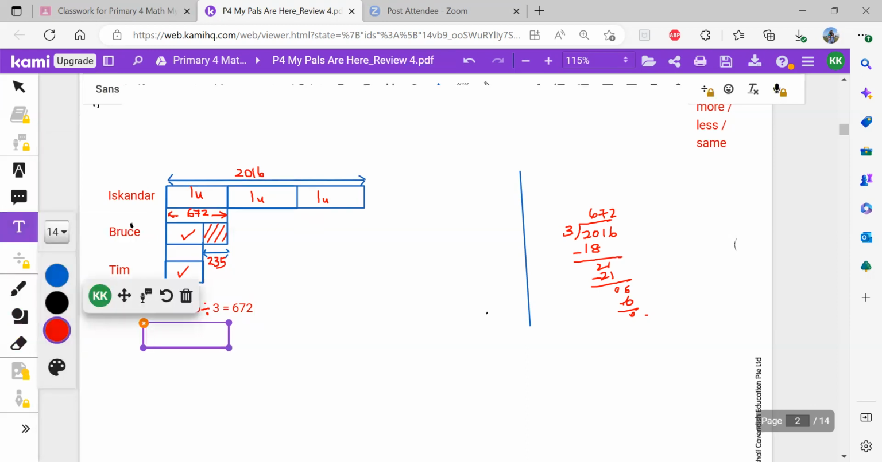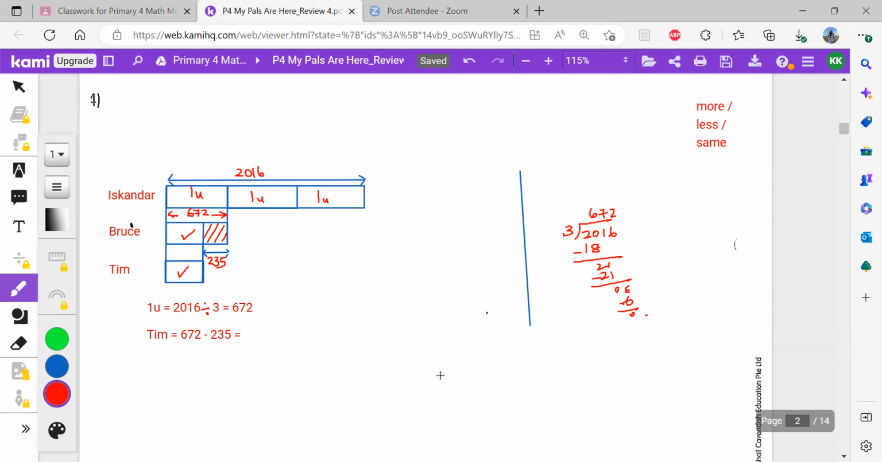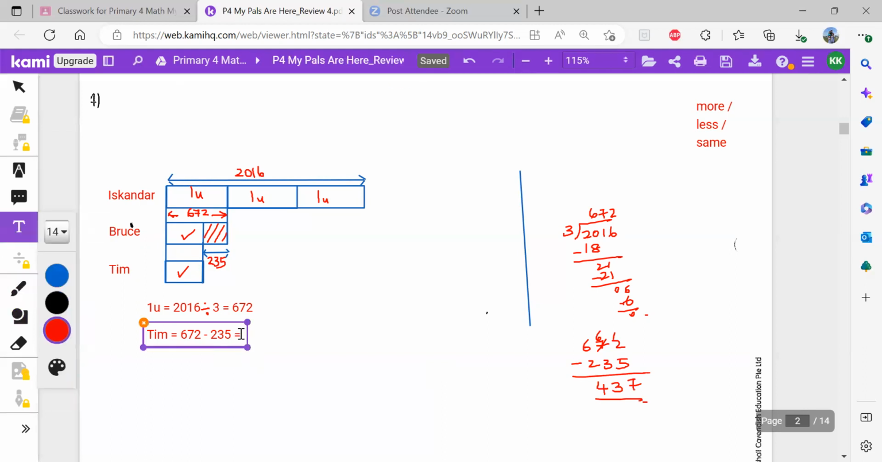To find Tim, it is simply, okay, 672, take away 235. Okay, so you can do working. 672, right? Minus 235, and do working. Okay, so that will give me 437. Okay, so I think I found whatever I can find based on what I've drawn. Now let's take a look at the question.